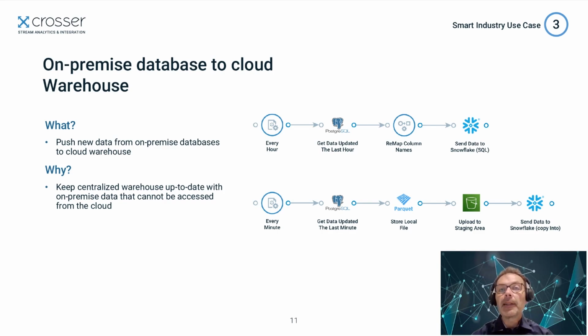Then we store that data in a local Parquet file, which we then upload into a staging area, this time in AWS. And finally, we ingest this data into Snowflake as the last step. So this is similar to the previous example, but using data from a database.